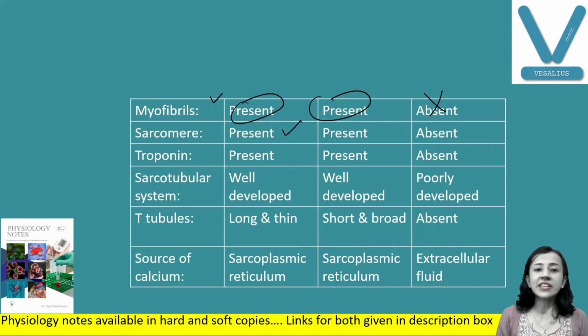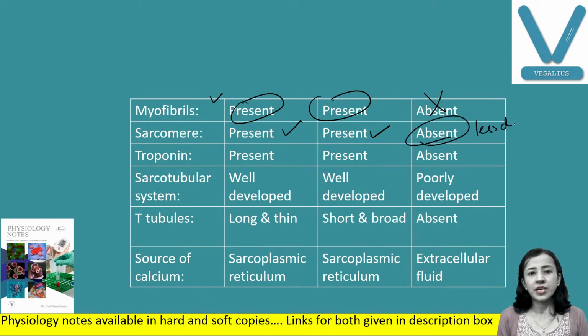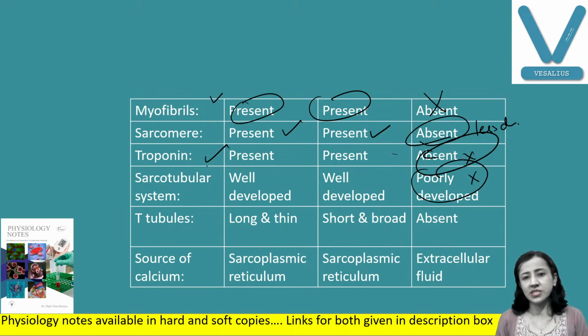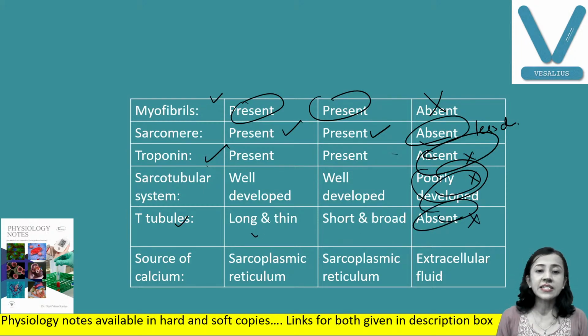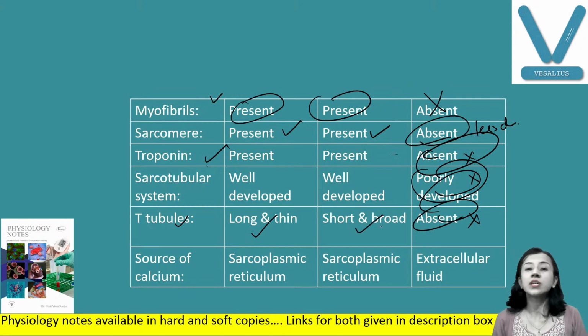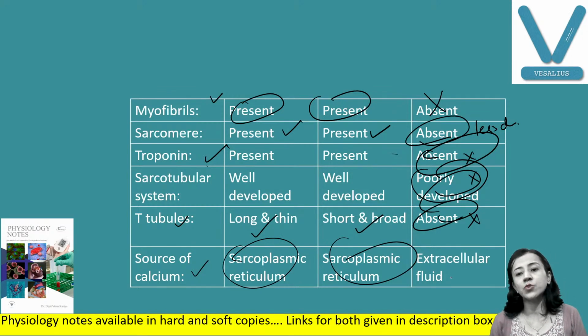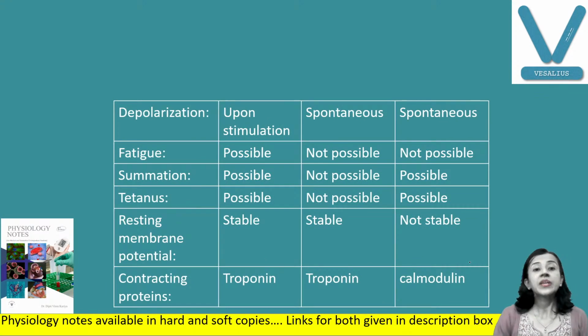Sarcomere is also well developed in skeletal and cardiac muscle, and less developed in smooth muscle. Troponin is also absent in smooth muscle. Sarcotubular system is also less developed, so everything is not well developed in smooth muscle. T-tubules are also absent in smooth muscle. They are long and thin in the skeletal muscle, short and broad in the cardiac muscle. Calcium comes from sarcoplasmic reticulum in skeletal and cardiac muscle, and from extracellular fluid in the smooth muscle.